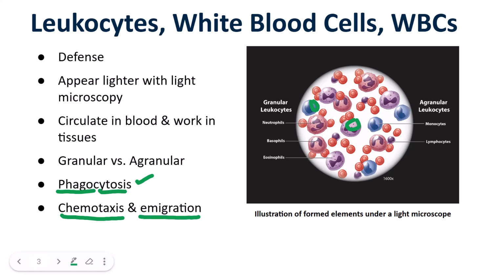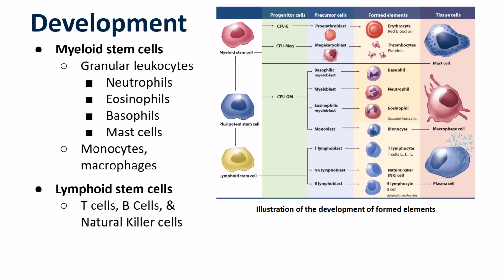And emigration, also sometimes known as diapedesis, is when the leukocyte, which has been drawn to a particular area through chemotaxis, then leaves the cardiovascular system and enters into the surrounding tissues. So we'll see that the leukocytes have different abilities and different capabilities depending on what they are. So their development is fairly straightforward.